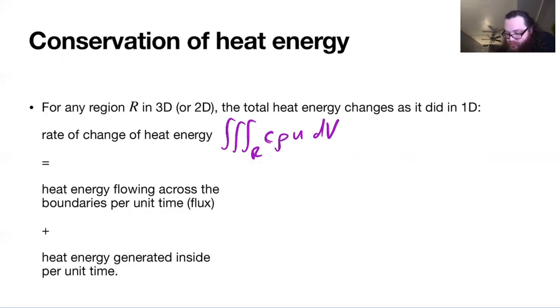We're also going to introduce the same notation for this source term. So this term down here, the heat energy generated inside per unit time. This was this expression Q of X T, in this case dV.